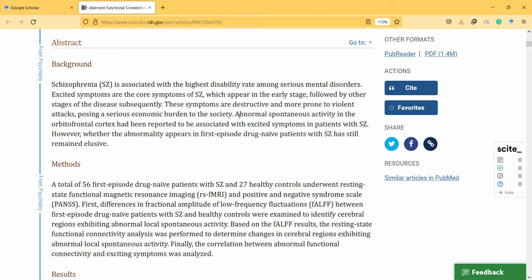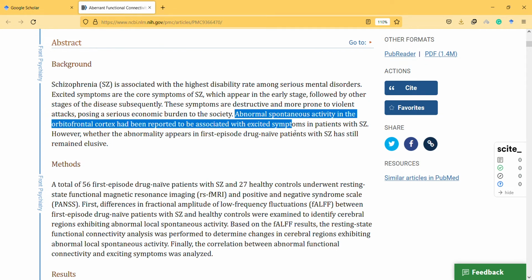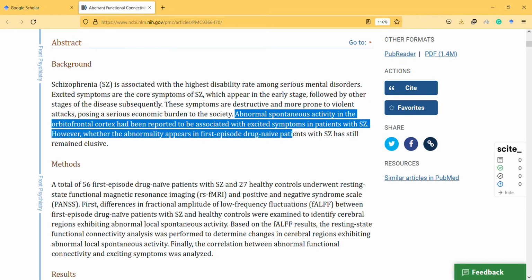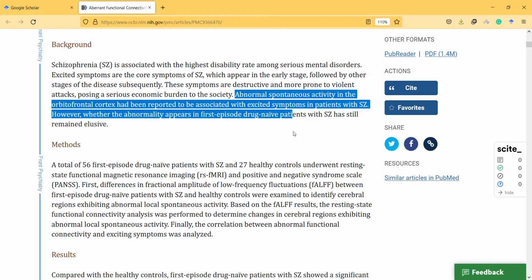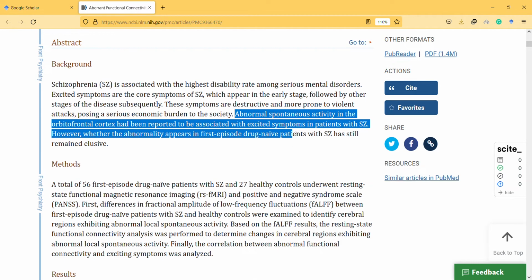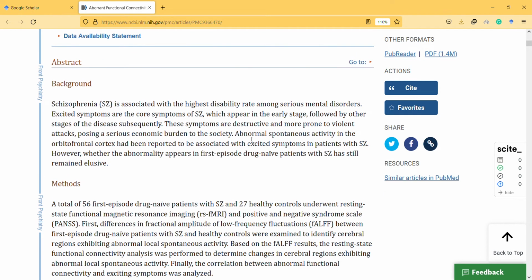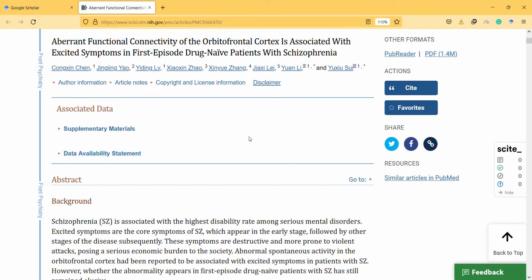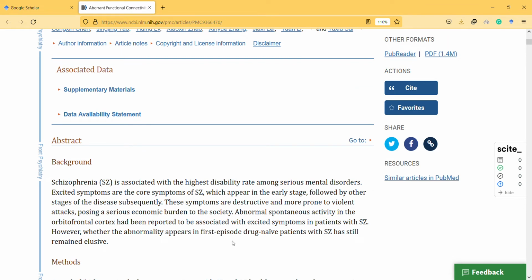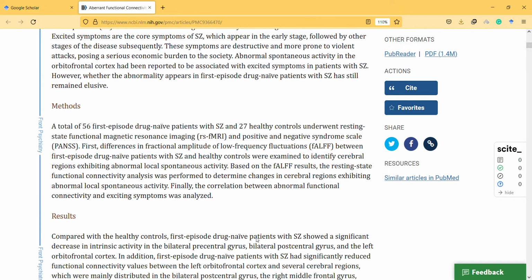Abnormal spontaneous activity in the orbitofrontal cortex had been reported to be associated with excited symptoms in patients with schizophrenia. So yeah, that's why it is an interesting study. However, whether the abnormality appears in first episode is still elusive. So it's not really a very original study. They replicated it in first episode drug naive patients.